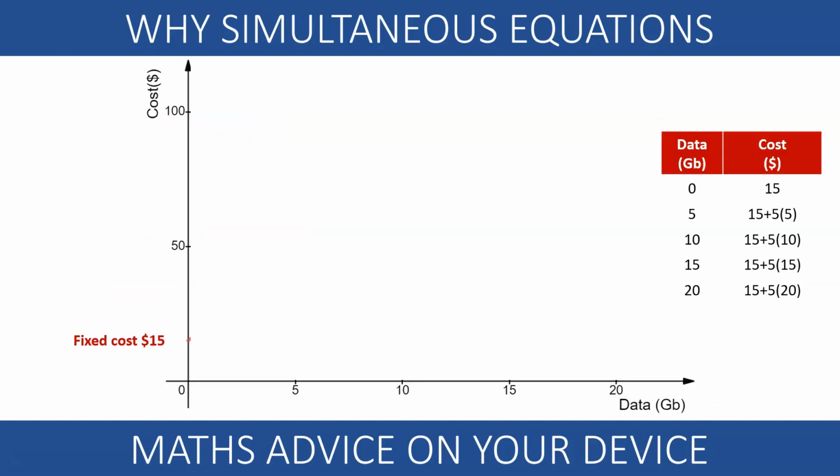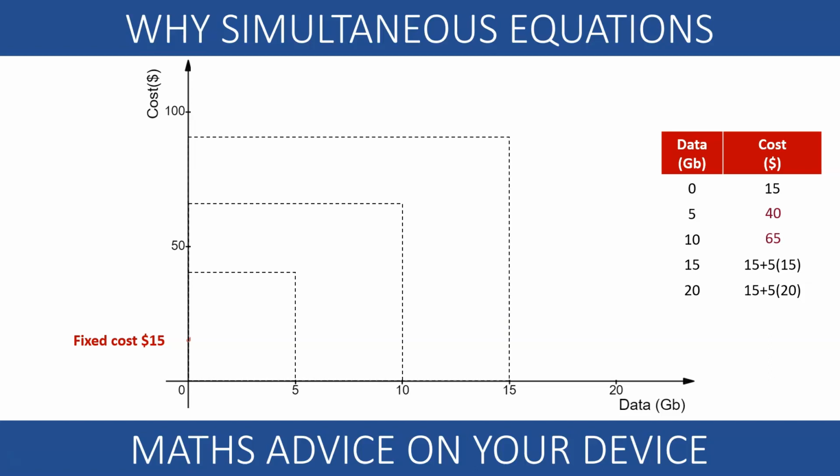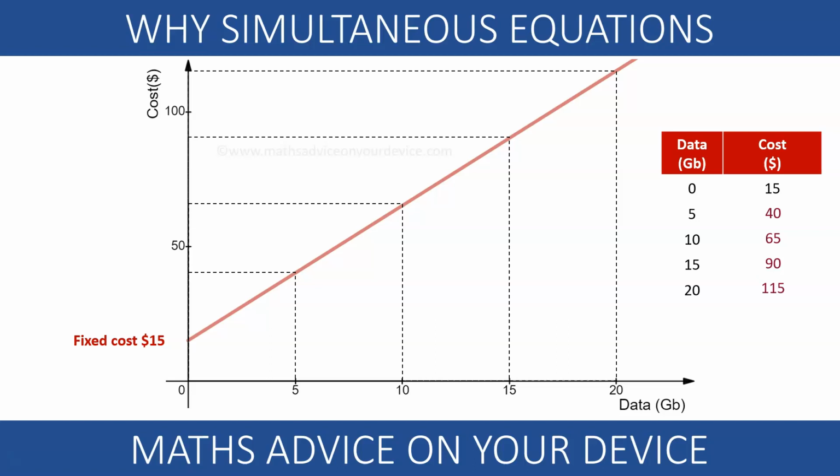OneFive mobile company charges a monthly connection of $15 and $5 per gigabyte. So for 5 gigabytes, they charge 15 plus 5 times 5 equals $40. For 10 gigabytes, they charge 15 plus 5 times 10 equals $65. For 15 gigas, $90. And for 20 gigas, 15 plus 5 times 20 equals $115. The line starts at 15 and goes up in fives.